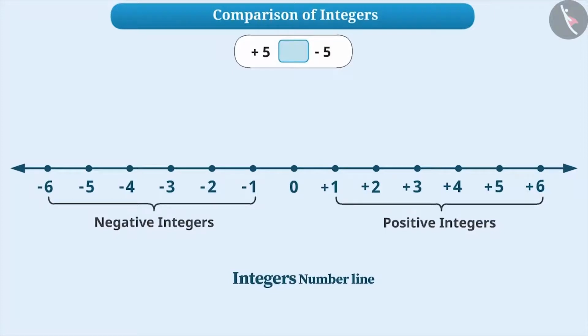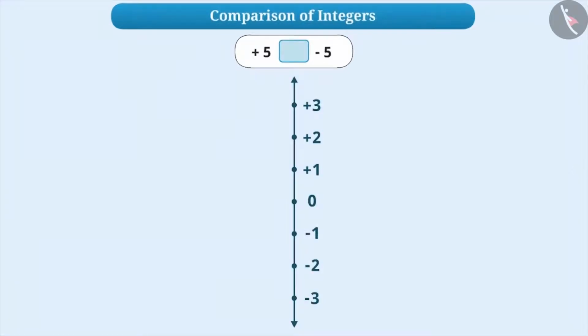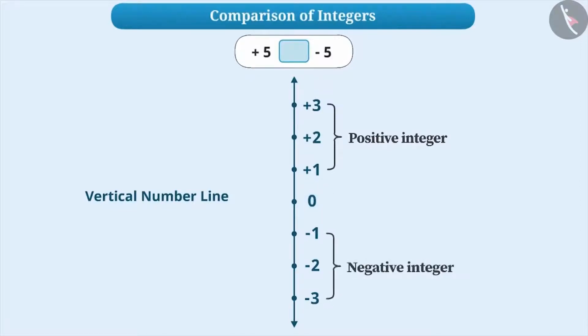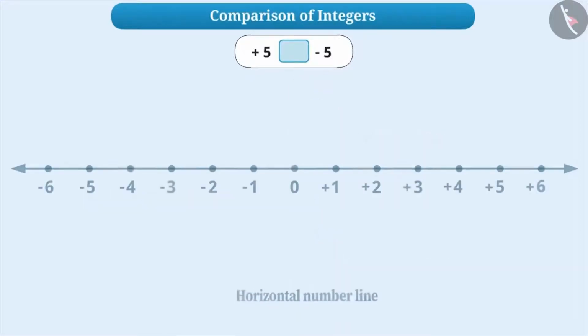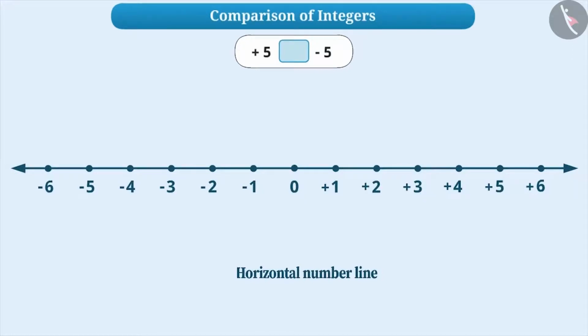Here we can say that all positive numbers are to the right of 0 and all negative numbers are to the left of 0. Note that this is a horizontal number line. Similarly, we can obtain a vertical number line as well, where positive integers are shown upwards and negative integers downwards. In this video, we are using only a horizontal number line.